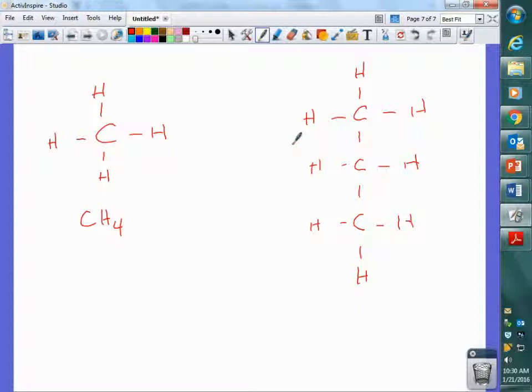So, what's the ratio of carbon to hydrogen in methane? 1 to 4. So, is the ratio in the picture on the right 1 to 4? No, it's not. So this formula is C3H8. Anybody ever hear of propane before? Propane gas, yep. That's it on the right.